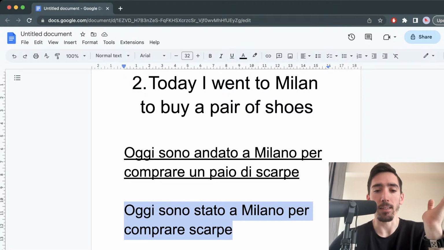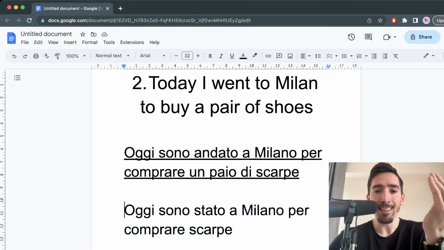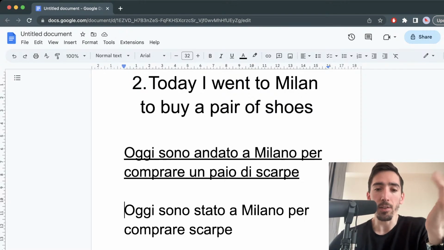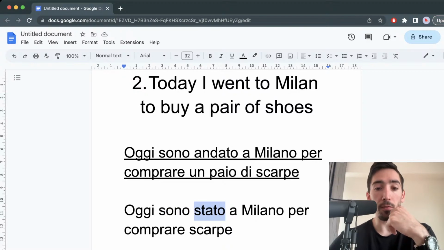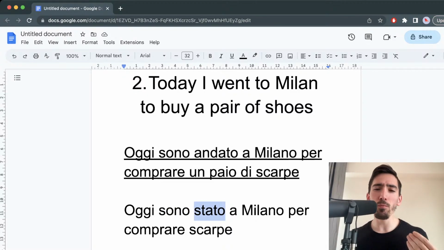This is a fair enough sentence, but it's less literal. The translation is less literal, right? There's some slight changes that have been made to the sentence. Sono stato, this is the past participle of the verb to be. So the verb to be, again, we talk about this in the university when we talk about auxiliary verbs. So the verb to be is an auxiliary verb, and that's the same as in English and many other languages.